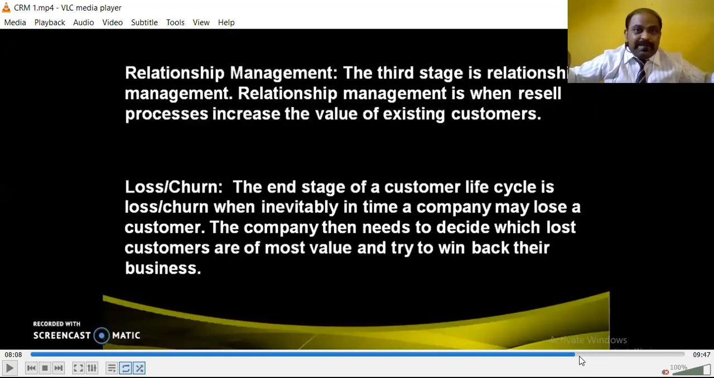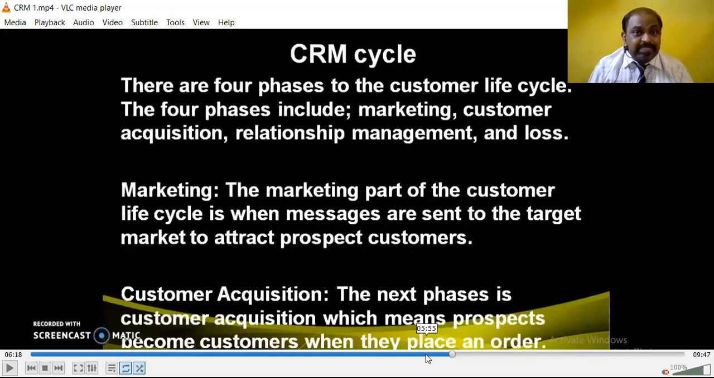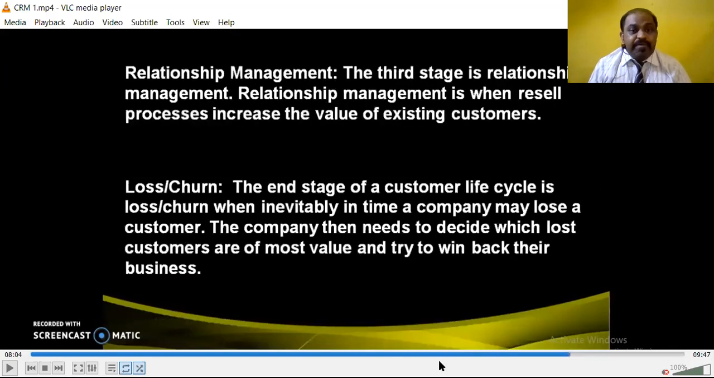Otherwise, the customer has made up their mind to go to another company. So these are the basic phases of the customer life cycle. Again, I'm repeating. The first stage is marketing. The second stage you studied is customer acquisition. The third stage is relationship management. And the fourth stage is loss. So these are the four phases of a customer life cycle.